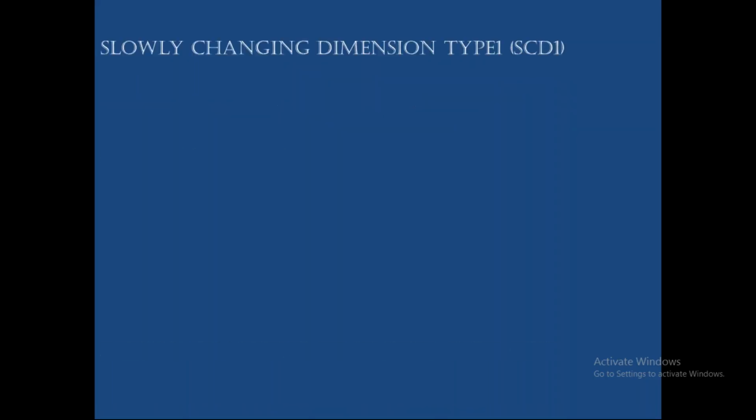So, slowly changing dimension type 1. This is important, because this is one of the frequently implemented dimensions, SCD type 1. What is SCD type 1? New data overrides the existing data. Let's say previously you have one Rama Bangalore, and that same person is now moving to Hyderabad. Now what happens? The one Rama Bangalore record will be overridden with one Rama Hyderabad. New data overrides the existing data.